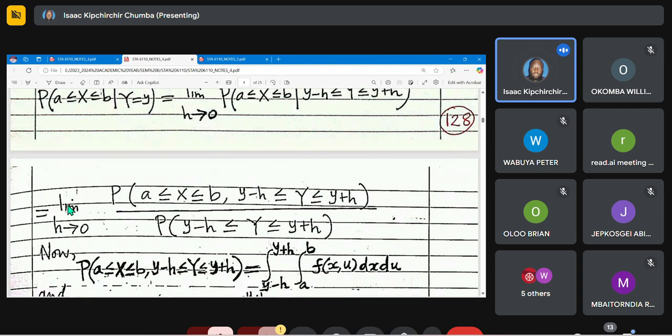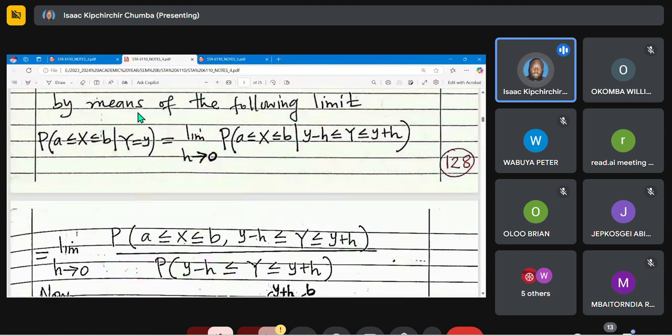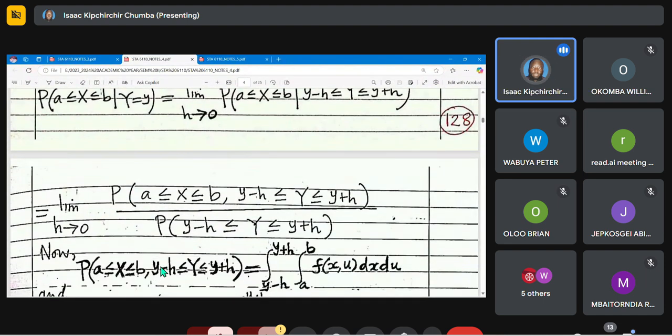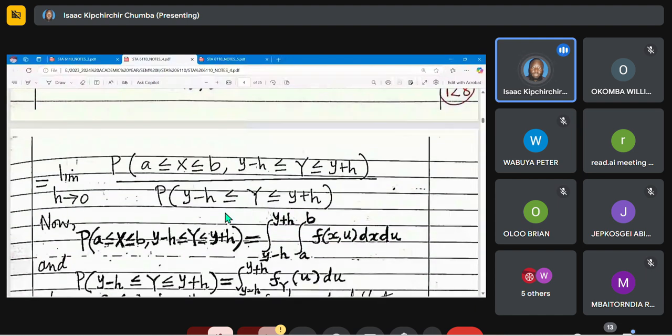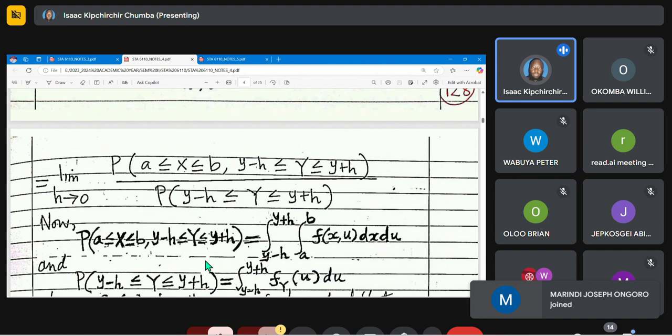Now in the limit as h tends to 0. So we now just need to evaluate the numerator and the denominator. Remember, the numerator is a joint probability, so we are going to use a joint PDF. Whereas the denominator is a marginal probability, so we are going to use a marginal PDF, which is basically the marginal PDF of y. Whereas for the numerator, we are going to use the joint PDF of x and y.